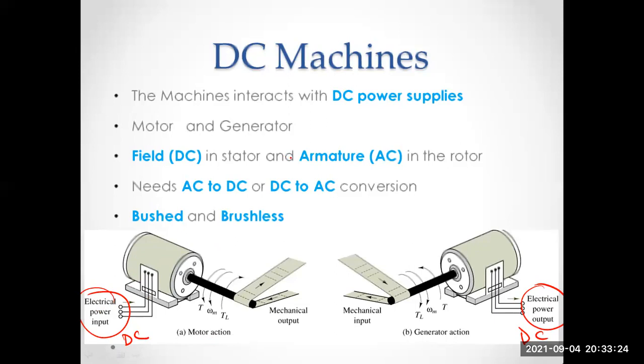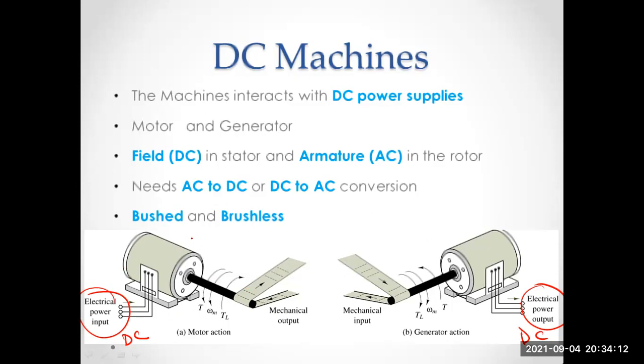Now, I've already mentioned that in the armature, AC current must flow. If your input is DC and in the armature AC current is flowing, that necessitates a conversion from DC to AC. Generally, we call this type of conversion an inversion. So this is called an inverter. So a DC motor should have an inherent inverter. Got this point? Inverter part.